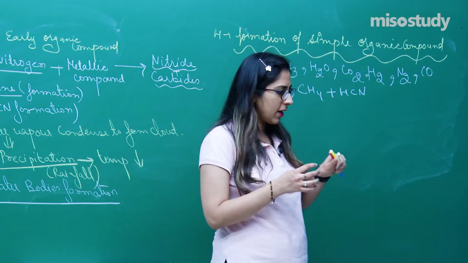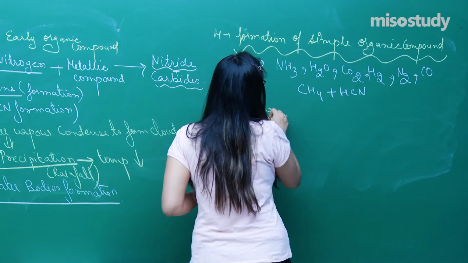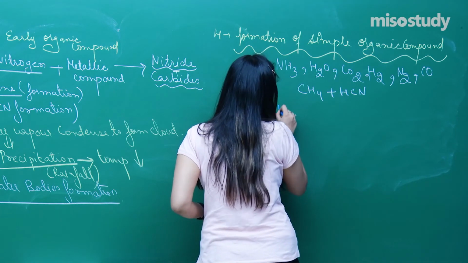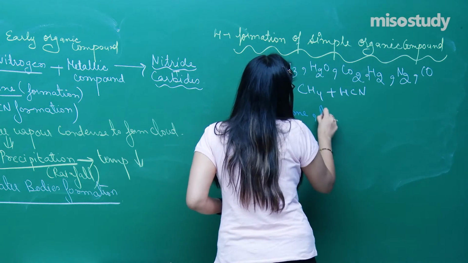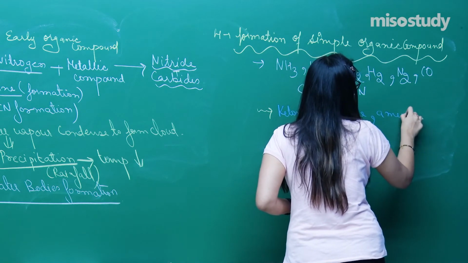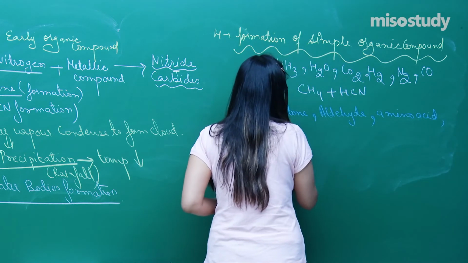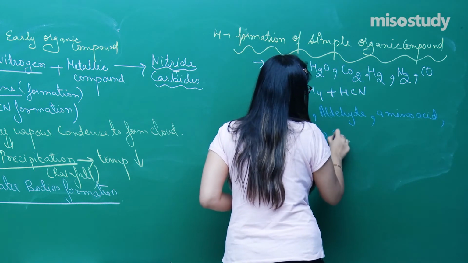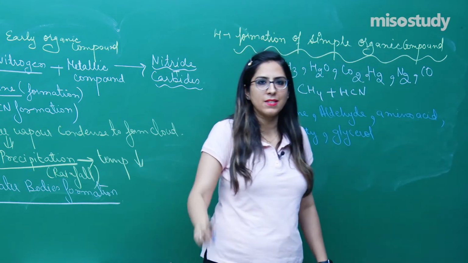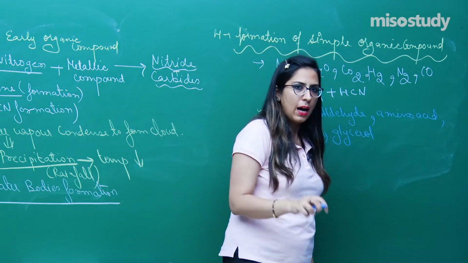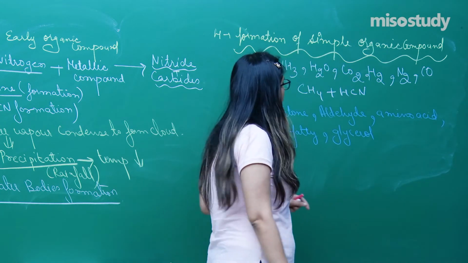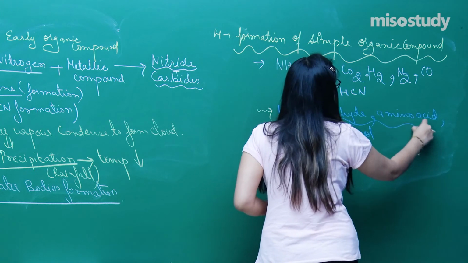What are these simple organic compounds? Simple organic compounds are like ketone, aldehyde, there was formation of amino acid, formation of fatty acid, formation of glycerol. Because now listen to this carefully, all of these substances were present in the atmosphere. With time the precipitation happened. All of these substances moved down to water bodies, they moved to the oceans. And when they moved to the ocean, there is a formation of these substances.